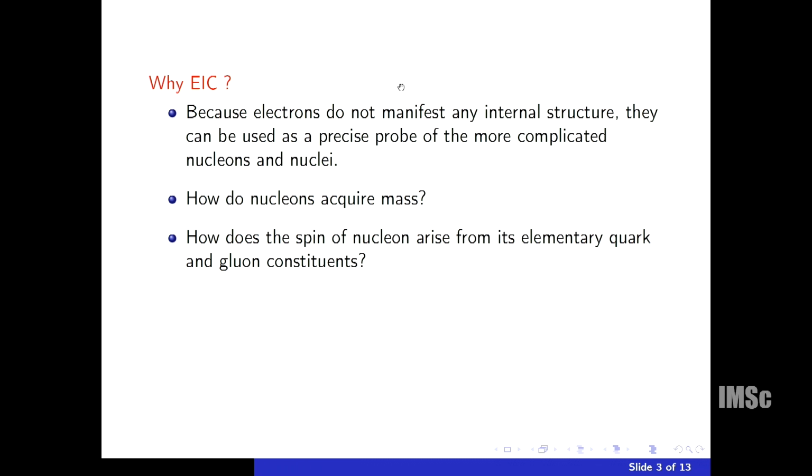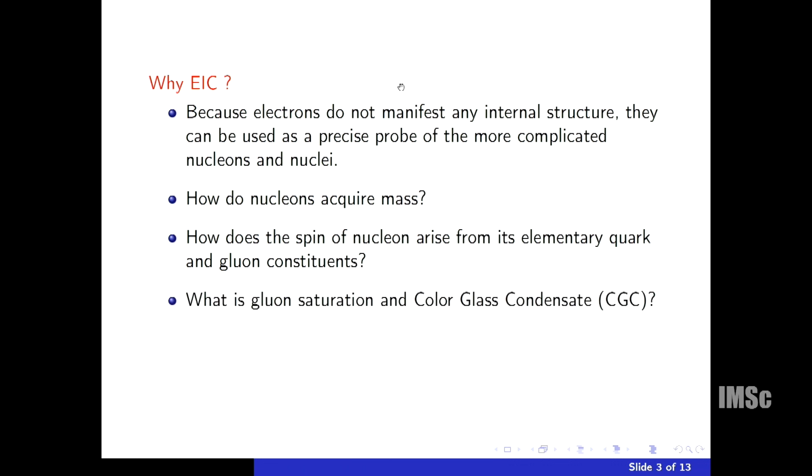The next question would be the spin of the proton. One would think that the spin of the proton would be the spin of its constituents, but what we found is that the spin of the quarks and gluons only contributes 40 to 50% of the spin of the nucleon. So we need to probe this further.